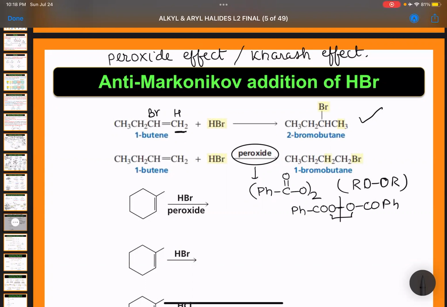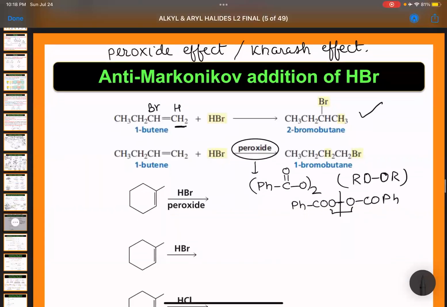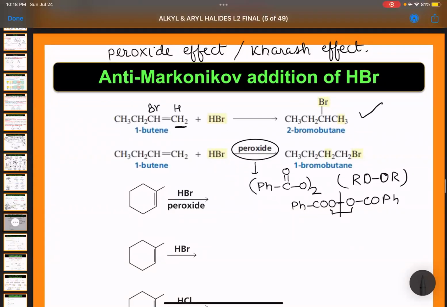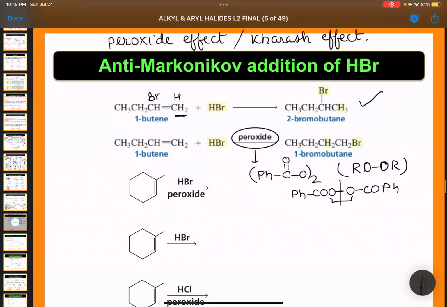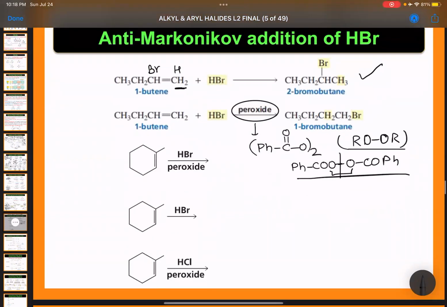HBr only, among all of HF, HCl, HBr, only HBr exhibits the peroxide effect. It means in the presence of peroxide, it will be added in a reverse manner. What peroxides do you use? The most famous one is benzoyl peroxide, though other peroxides can also be used. You need to know that they must have an O-O bond. So these are the three questions which we can try.